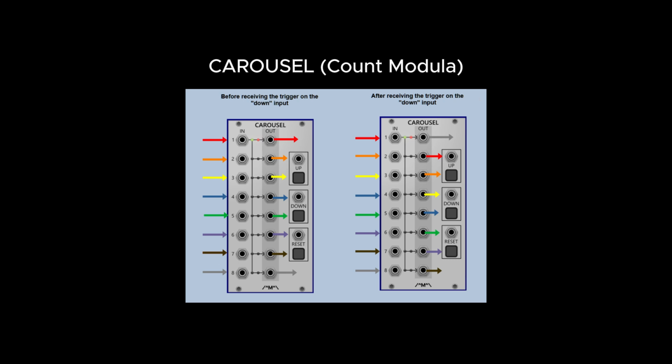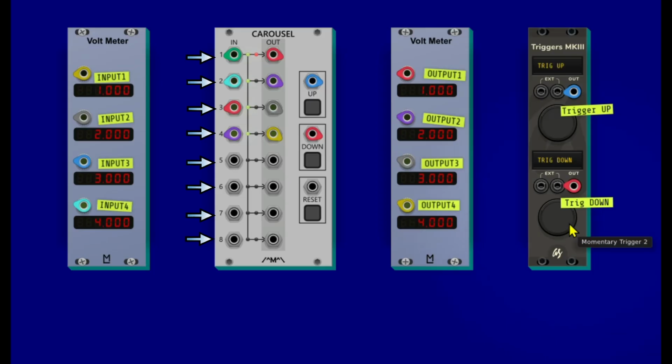Receiving a trigger, either on the up input or on the down input, will cause a rotation of the signals present on the out outputs. This shift will be done upwards if a trigger is received by up, and downwards if the trigger is received by down. For example, after receiving a trigger via down, the signal that was present on out 1 is routed to out 2, the one that was present on out 2 is now transmitted to out 3, and so on.